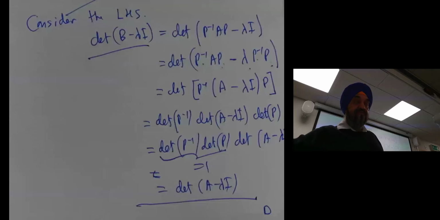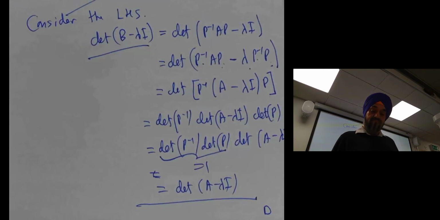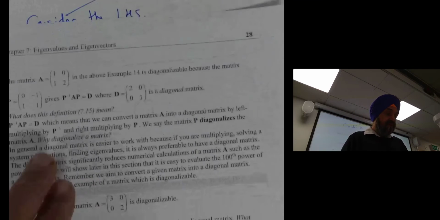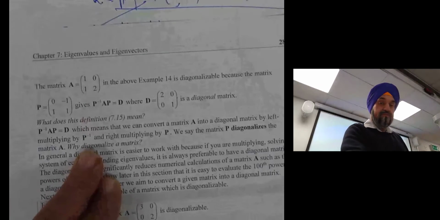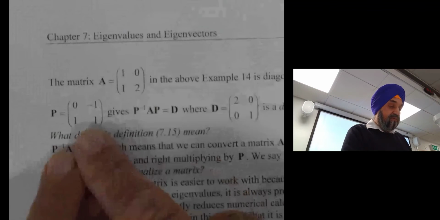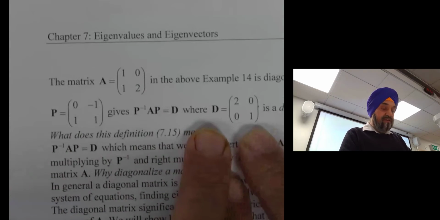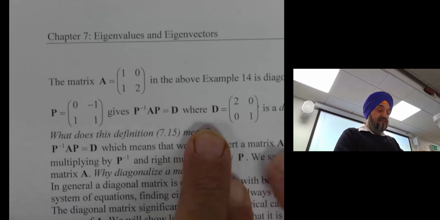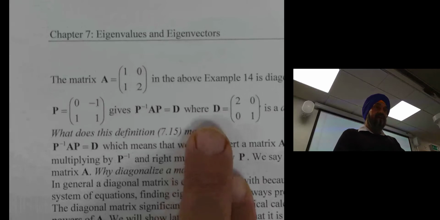Can we diagonalize a matrix? Well, we've already done it. Guess where we did it? The first example we did. I told you this was the matrix A. Let me zoom into that. I told you, multiply by this, and you got that, didn't you? And that is definitely a diagonal matrix, not because I call it D, but because it's got zeros off the leading diagonal.